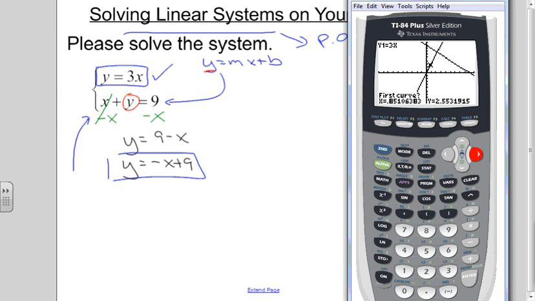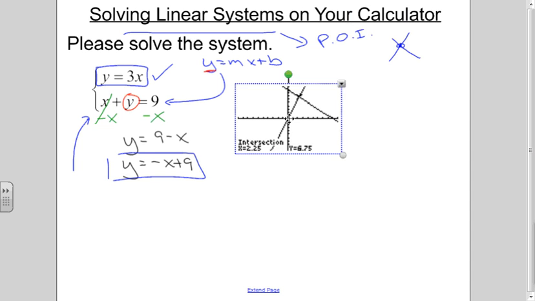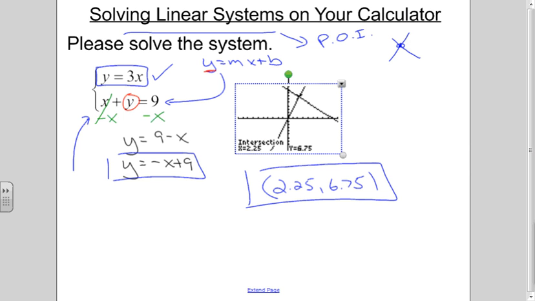Now it says first curve, so that'll just let you know you're in the right place. Use the arrow keys, the left or right, not the up or down, to get the cursor to blink near the intersection. And then you just hit enter 3 times. And if you notice, it says 2.25 comma 6.75. And that is the solution to this linear system. 2.25 comma 6.75.